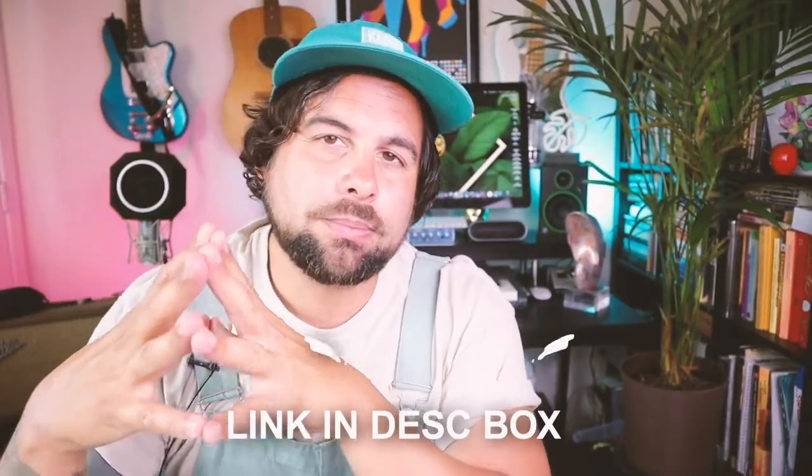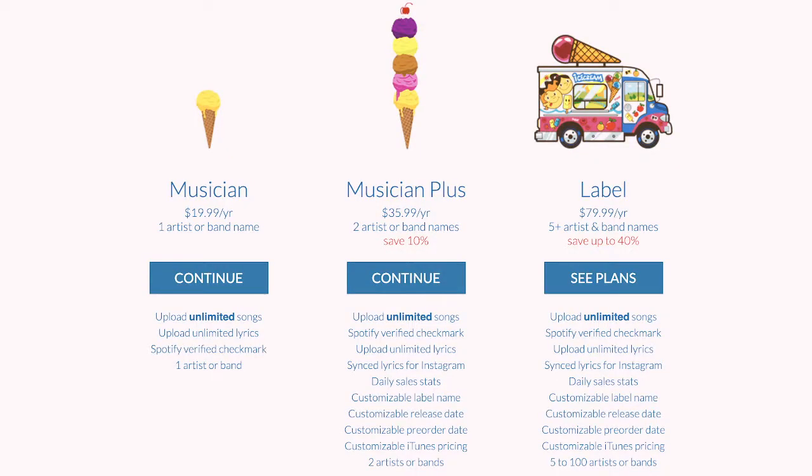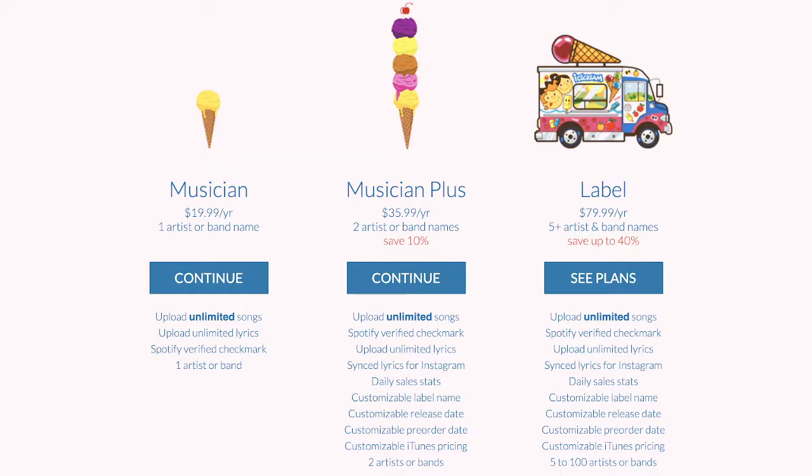So just to really quick break down the 3 tiers, if you're just starting out, the musician tier is gonna be fine for you. If you're more serious about your career, you're gonna wanna bump up to that Musician Plus. This allows you to customize your release date, which gives you a little bit of lead time to get on those playlists. Of course, if you're doing huge things and you got your own label, then bump up to that label tier. If you're working with that many artists, this is gonna pay for itself really quick.